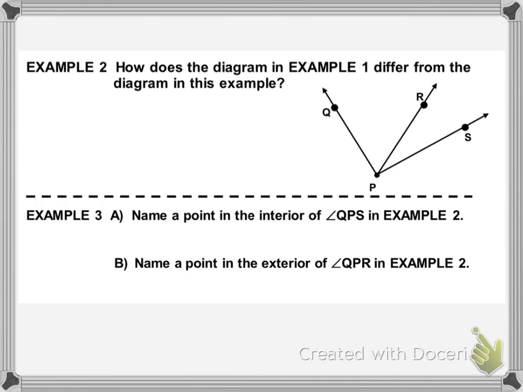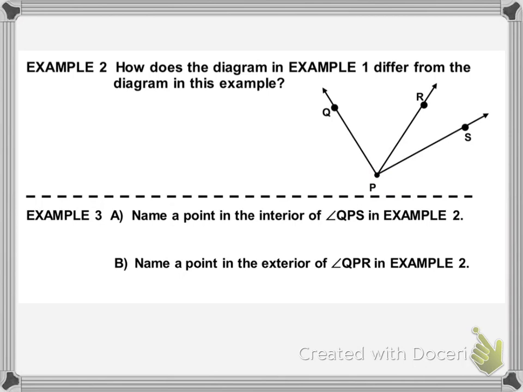Example 2 says, how does this diagram differ from the one in example 1? Okay, this one involves more than one angle. There are actually 3 angles. We have the larger angle, and then we have this angle, and then we have this angle. So there's actually 3 angles. So let's go ahead and name these 3 angles. Now, since we have 3 angles, they all have this vertex P. We cannot call them all angle P because then we're not specific enough.